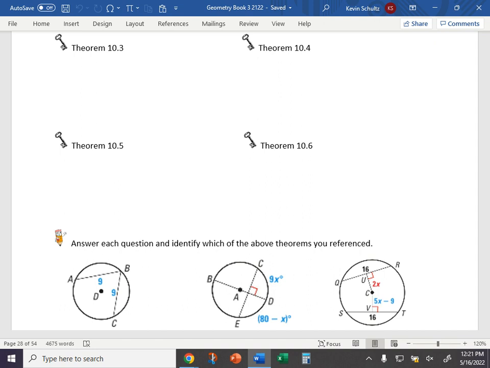So let's start with the congruent chords. We're going to draw a circle here. Okay, we're going to draw in two chords, one going like this, one going like that. What do you think is the relationship between congruent chords and the minor arcs that they create? The arcs they create are going to be congruent as well.